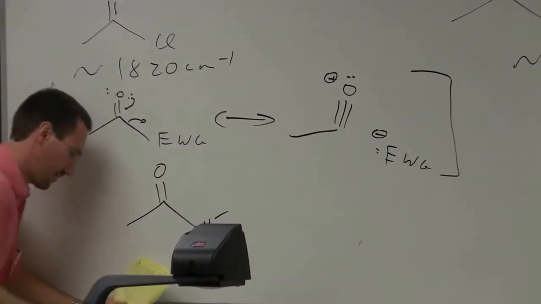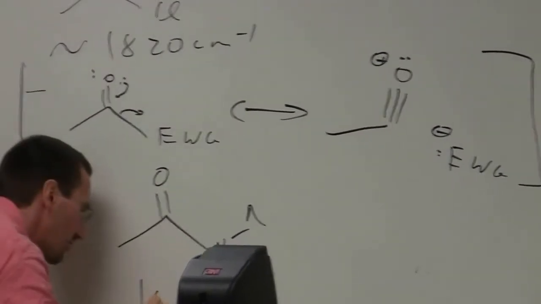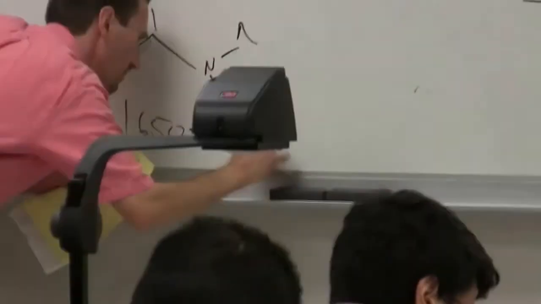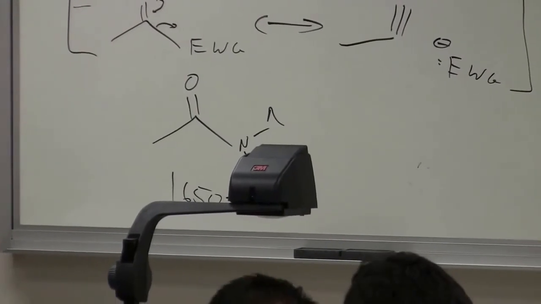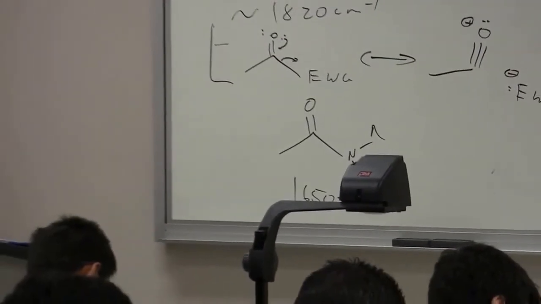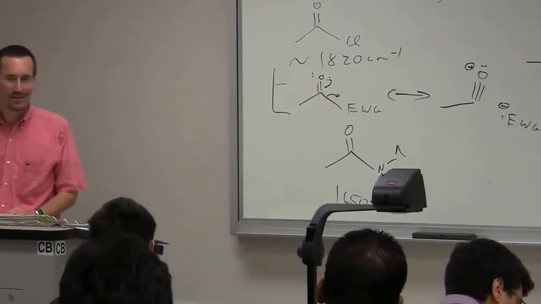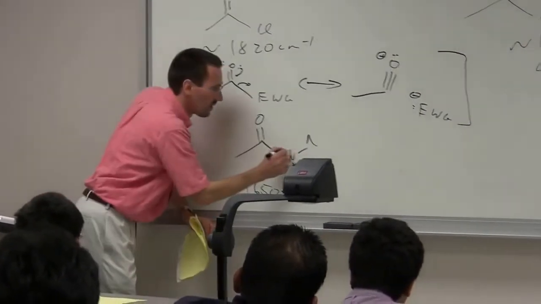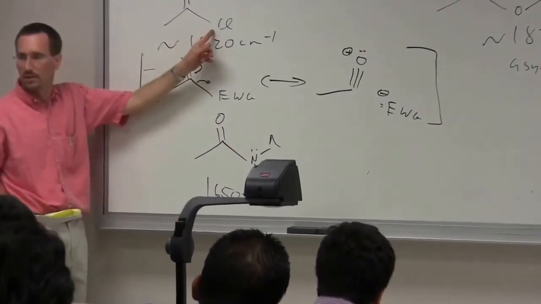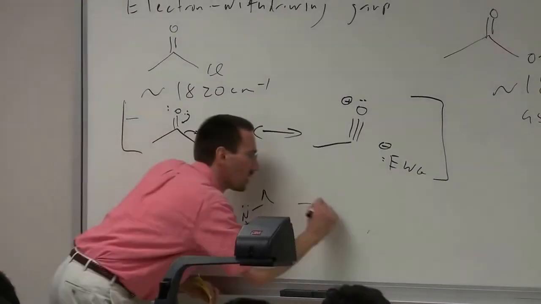Take an amide. Generic amide, and I already gave you the numbers, 1650 to 1690 is sort of typical. What does that say about our carbonyl stretch? Weaker. Weaker, and it's electron donating. So it's kind of the opposite of what you have just above. It's donating more, so it has kind of a single bond character.